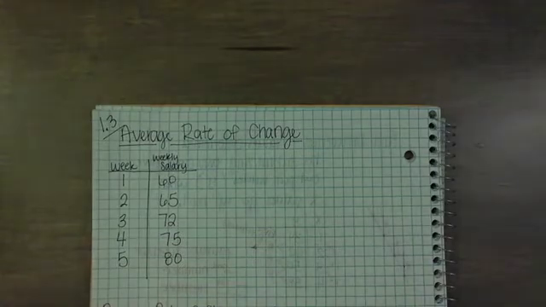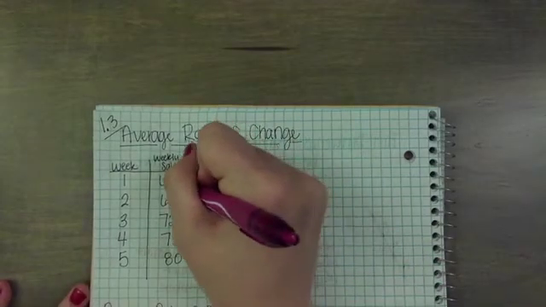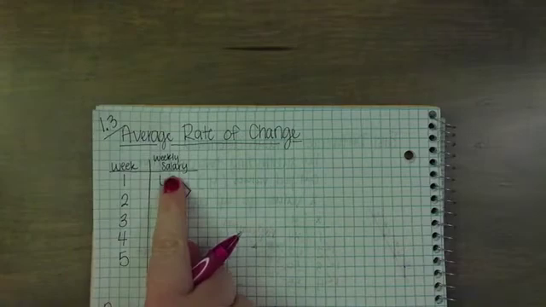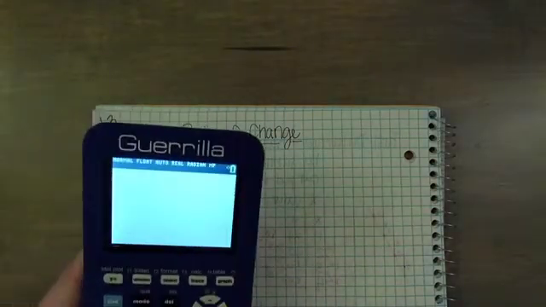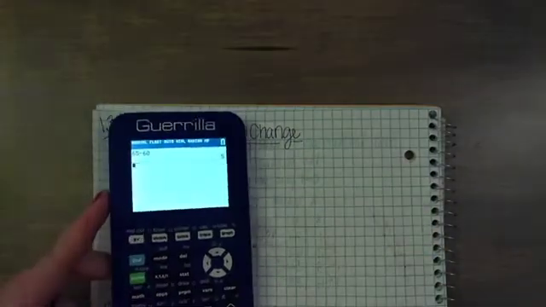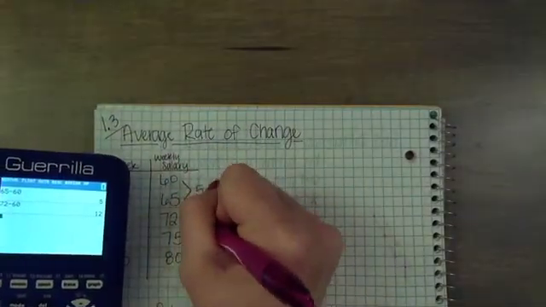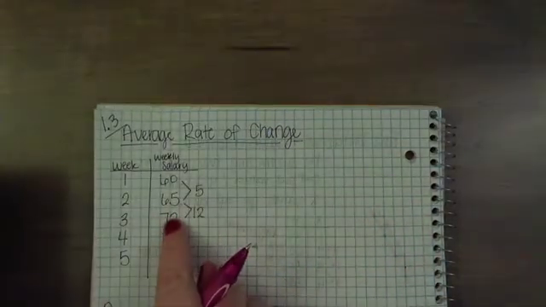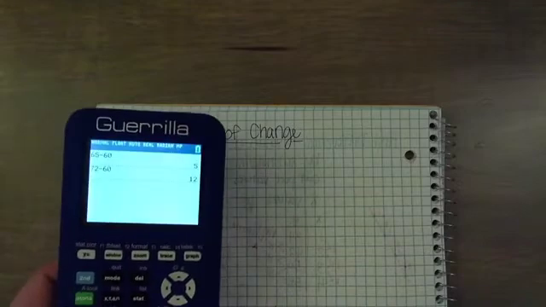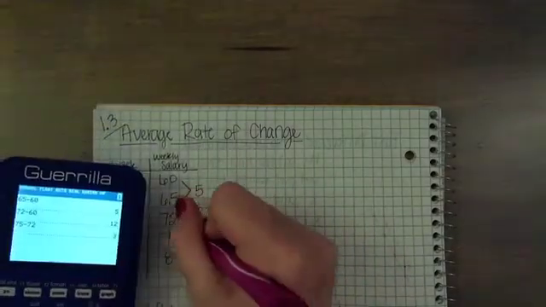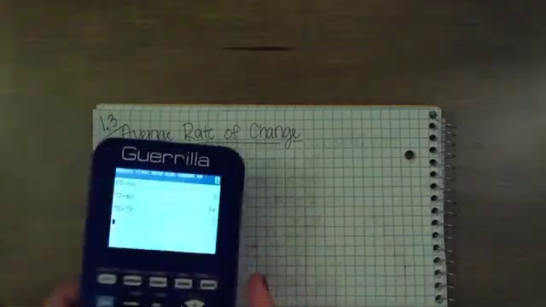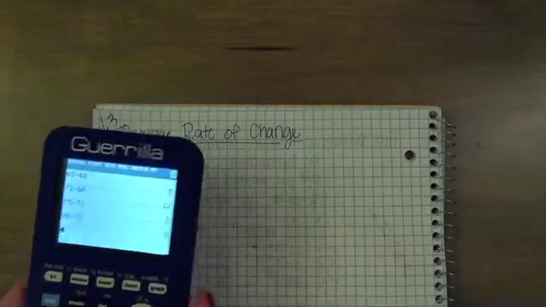So average rate of change, I don't want you seeing the definition yet. If we were to find our first differences, or how much it changed by, from 65 minus 60, you get 5. 72 minus 60, you get 12. Remember, you always take the second number and subtract the first. Then 75 minus 72 is 3. And 80 minus 75 is 5.